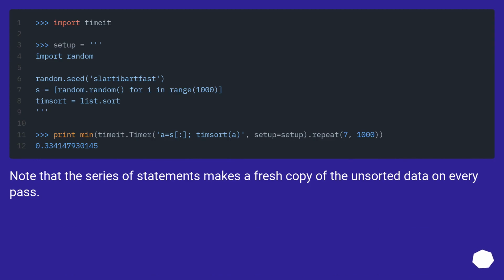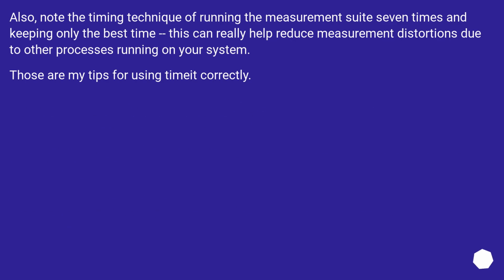Note that the series of statements makes a fresh copy of the unsorted data on every pass. Also, note the timing technique of running the measurement suite 7 times and keeping only the best time. This can really help reduce measurement distortions due to other processes running on your system. Those are my tips for using timeit correctly.